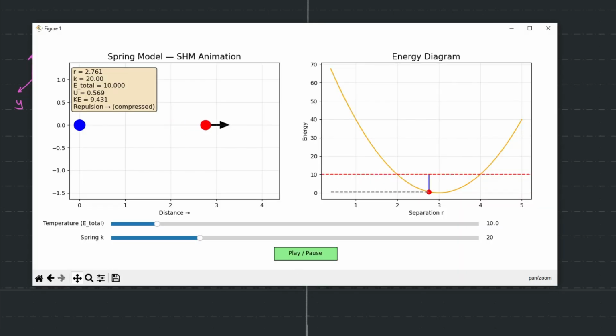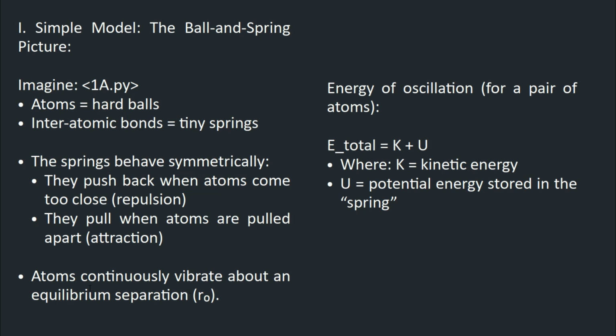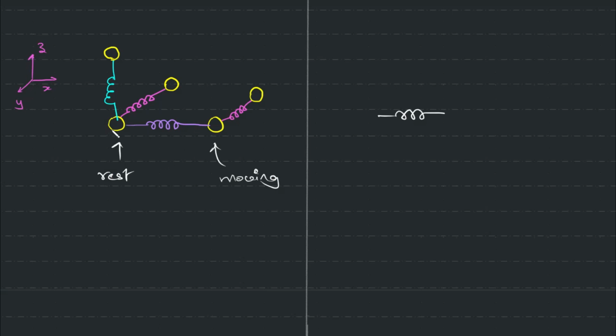So let me pause this actually. Then atom continuously vibrates about an equilibrium separation. So there's a point around which the atom goes back and forth. So here, for example, if this is equilibrium, it goes to the right and to the left. So this particular displacement with respect to this point, the mean position. Okay. So if that is the mean position, the right and the left displacement will be equal. So that's why it's called the mean position.